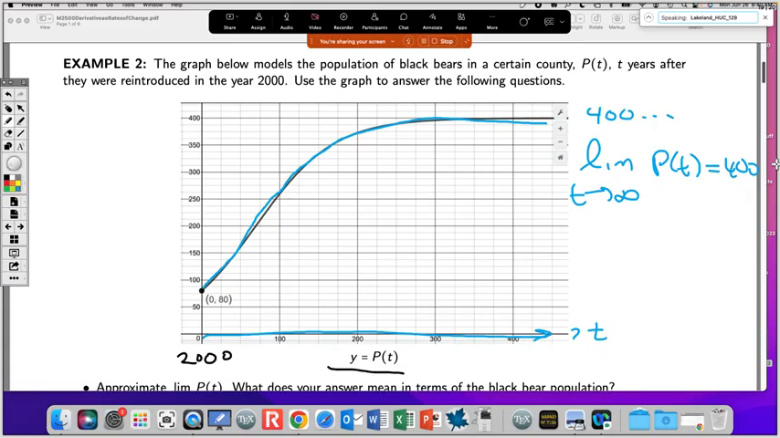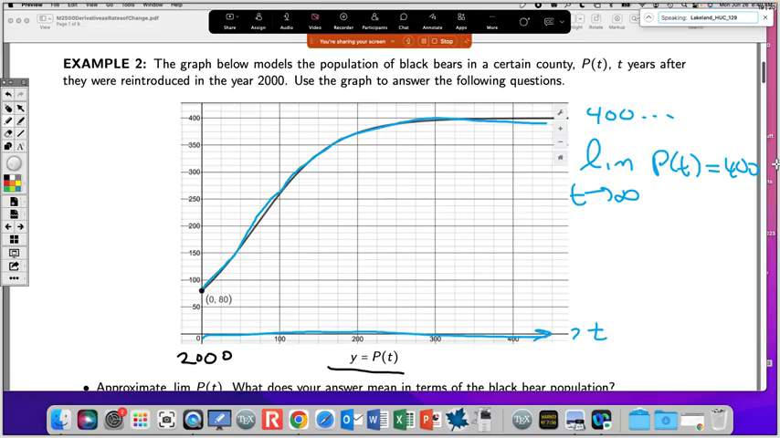You follow? So that means that as time goes by, the black bear population is going to start to do what? It's going to level off at 400. Does that make sense? Sometimes that's called the carrying capacity of the environment. Right? The environment will only support that many black bears because of resources. You with me or not?